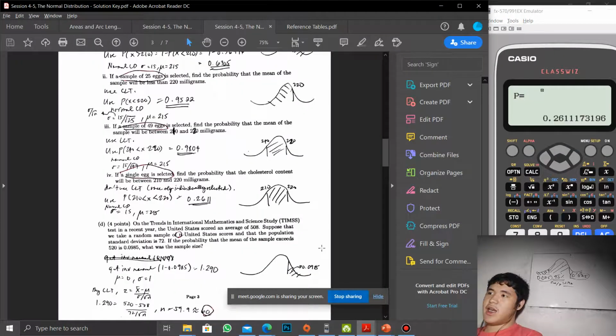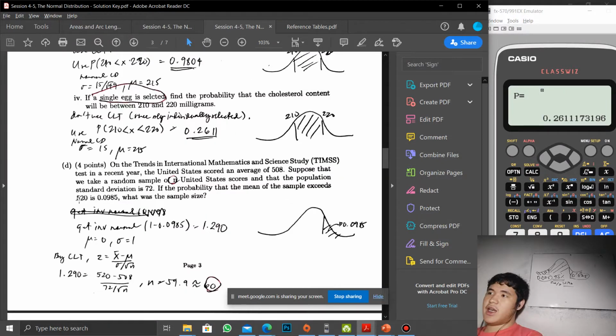And lastly, nahanap dito yung sample size. So, might look hard at first, pero what do we need to do? The probability that the mean of the sample exceeds 520 is 0.0985. Oh yeah, that's it. Yan yung area na re-refer. So, let's get the z-score first.